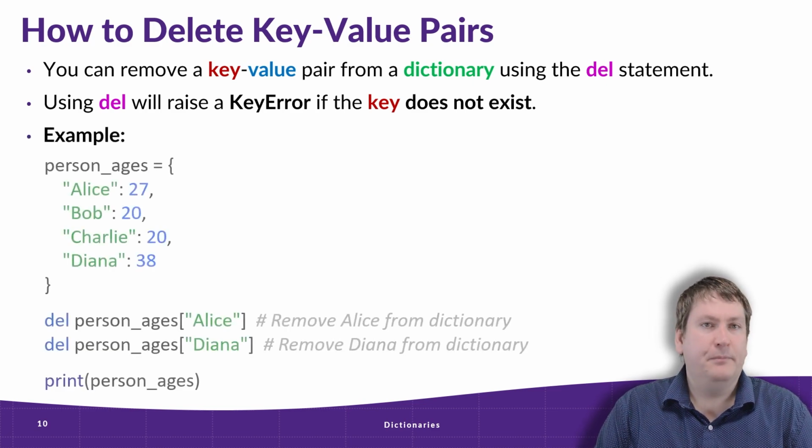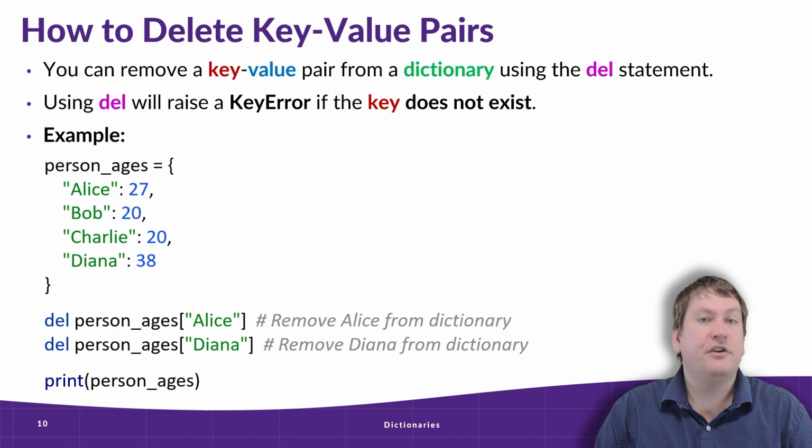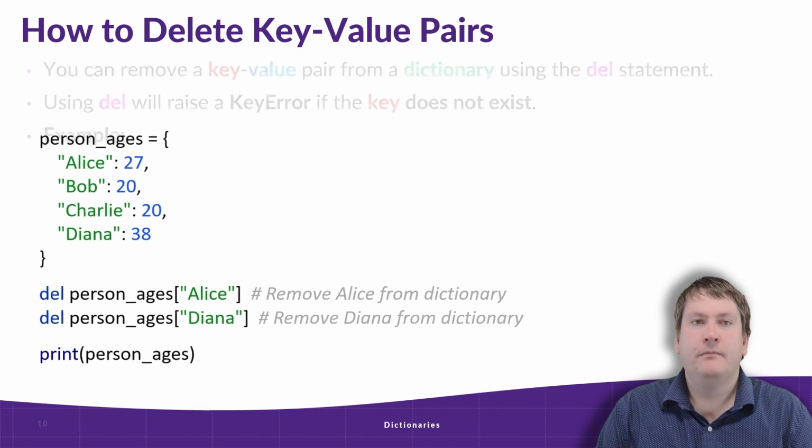Let's take a look at a simple example. Again, we have the person_ages dictionary, but now we are deleting values from it.